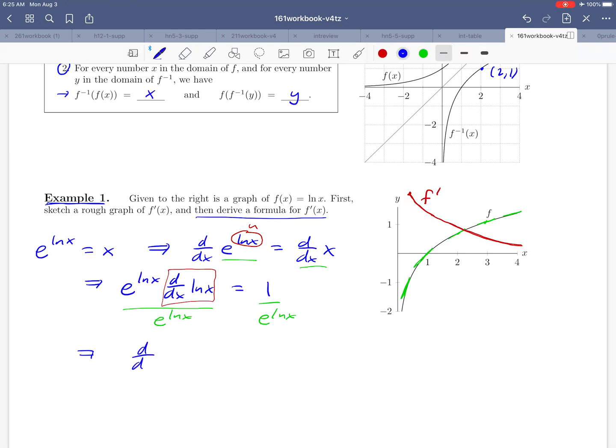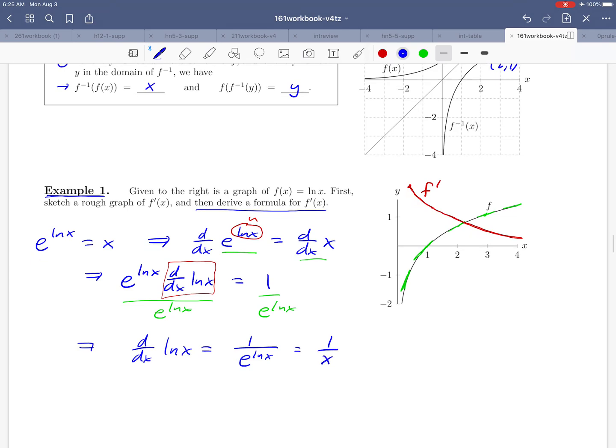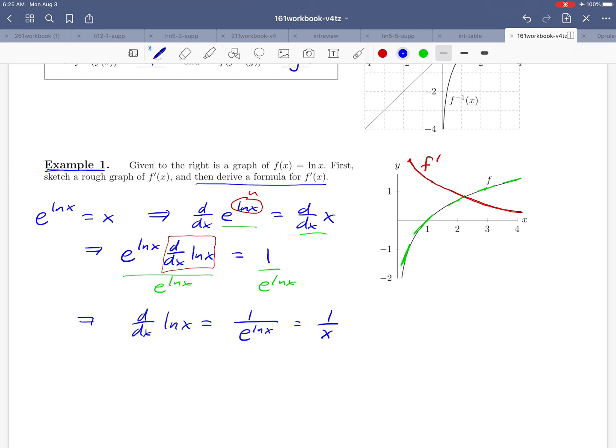So what we've got on the left-hand side is the derivative of ln of x, and over on the right we've got 1 over e to the ln of x. And we might remind ourselves that e to the ln of x is just x. Okay, so notice what we've come up with here is a formula for the derivative of ln of x. Let's get rid of the middle part here and just write this as d/dx of ln of x is 1 over x. Okay, there's our formula that we were looking for.